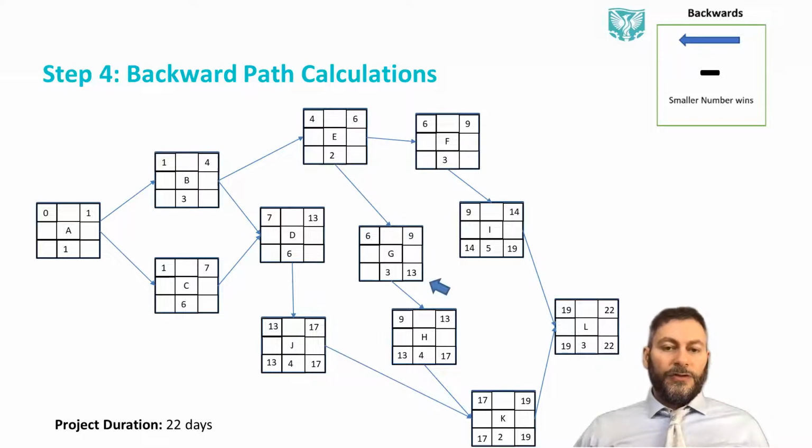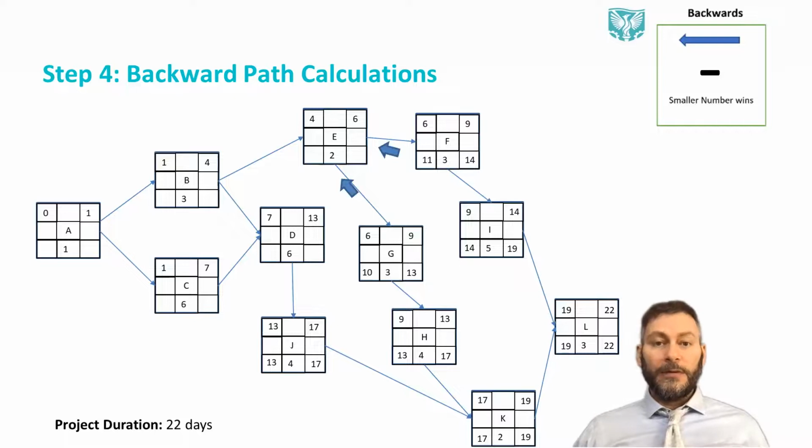We go to G, which takes the number 13. Remember, it's the latest possible start, and it takes it at 13. 13 minus 3 is 10. We go to F, which takes 14 from I, minus 3 is 11.